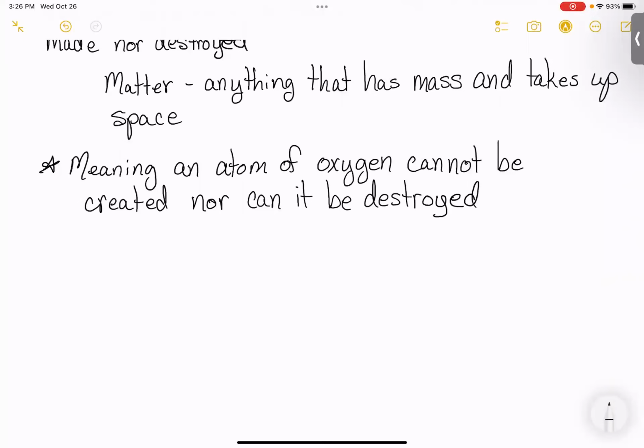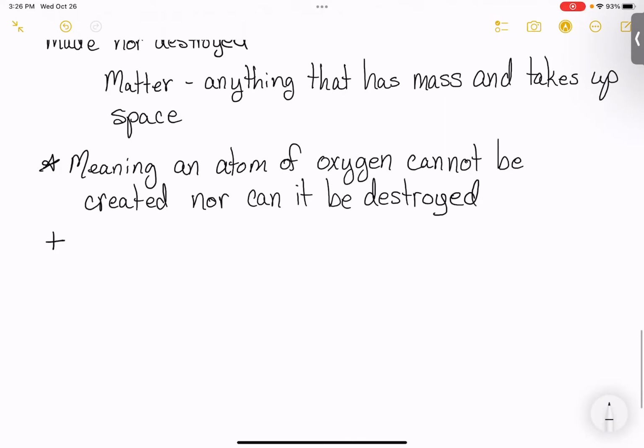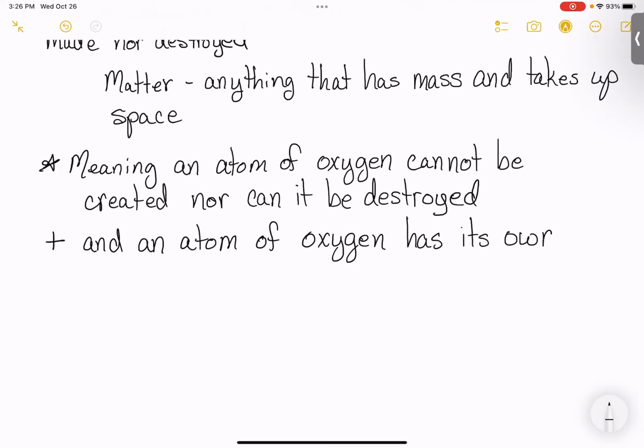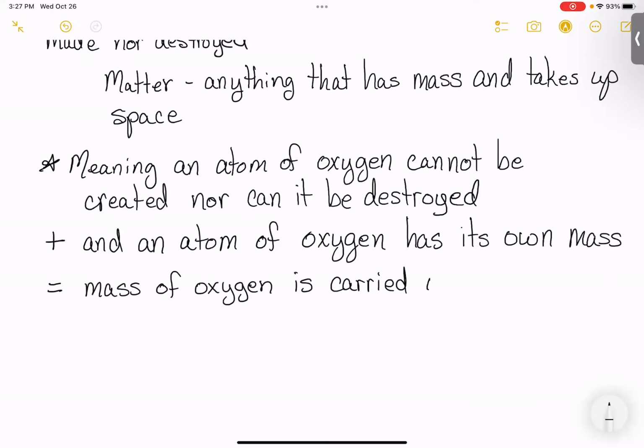And if an atom of oxygen cannot be created nor destroyed, and an atom of oxygen has its own mass, which it has to because it is matter, that means that the mass of the oxygen is carried with it when making compounds.